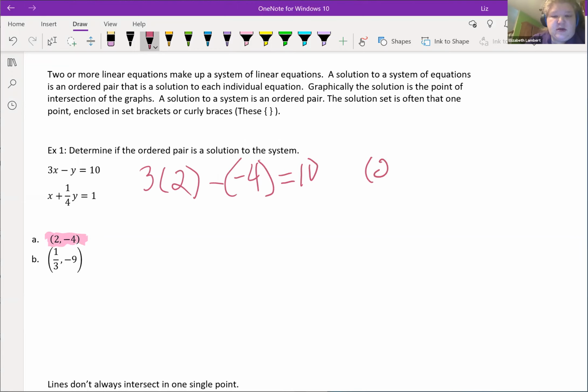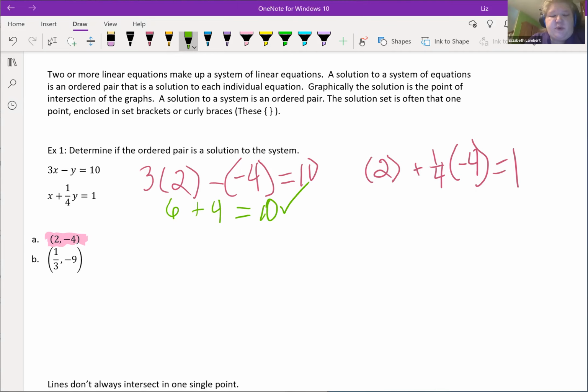And 2 for the x and -4 for the y. I'm going to see if that's true. Now you can quite literally type it exactly how I wrote it here on the calculator, crunch, poof, answer. Just without the equals, whatever the number is. You're seeing if the left side calculates to the right side. So here, 3 times 2 is 6, minus -4 becomes +4, and 6 plus 4 is indeed 10. So the point 2, -4 is on the first line.